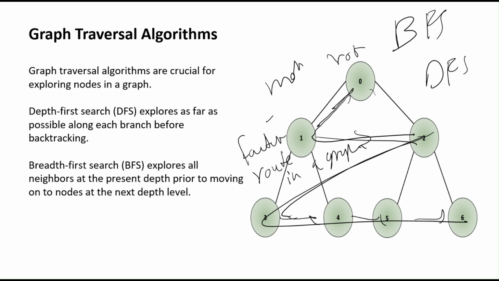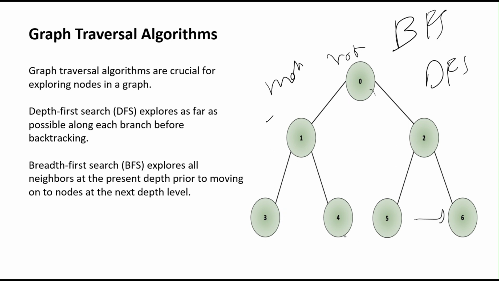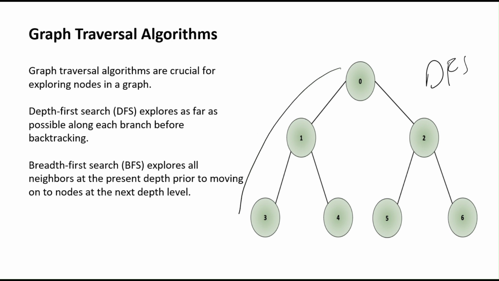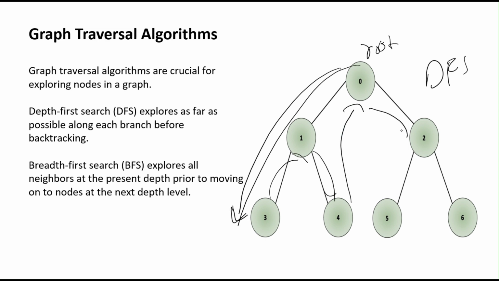Next, coming to DFS, the depth first search. Here, the name itself indicates that we are going deep into the graph and searching it from the root. We go from 0 to 3 directly, 3 to 1, 1 to 4, and 1 to 0, 0 to 2, 2 to 5, 5 to 2, 2 to 6, 6 to 0. So this is a depth first search of the graph.